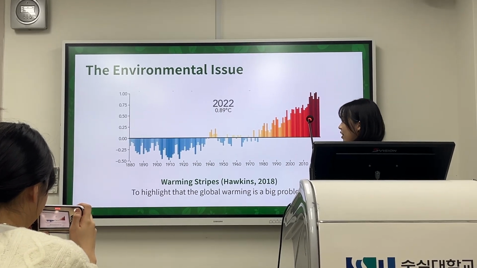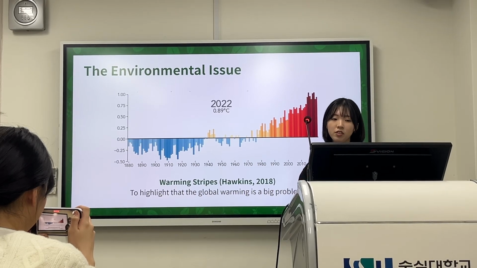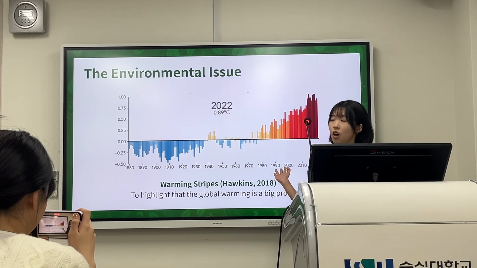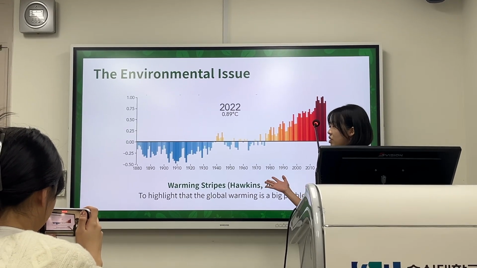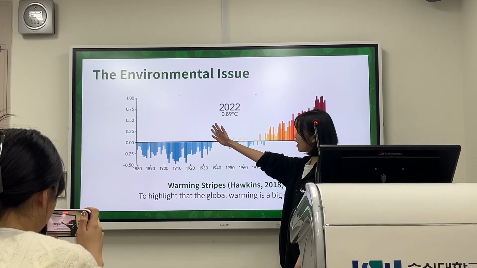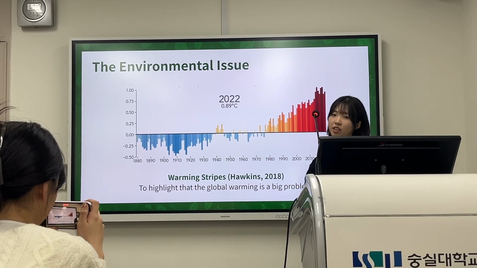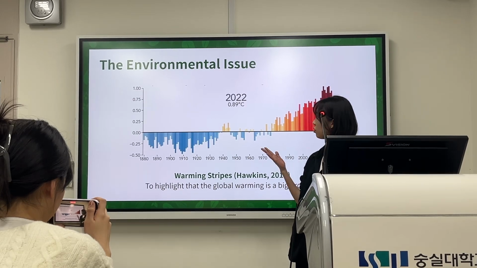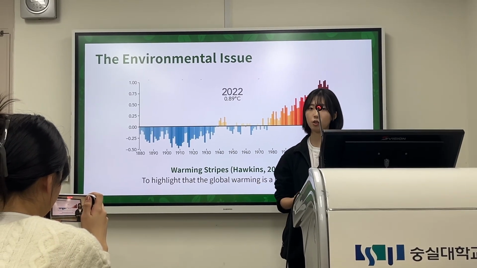Climate scientists at Hawking showed warming stripes to highlight visually the progression of this problem. According to this graph, the average annual temperature is gradually increasing. Also, it appears deeper blue as it is colder year and deeper red as it is hotter year compared to the baseline temperature. Thus, this simple visual helps people to recognize how serious the global warming is.